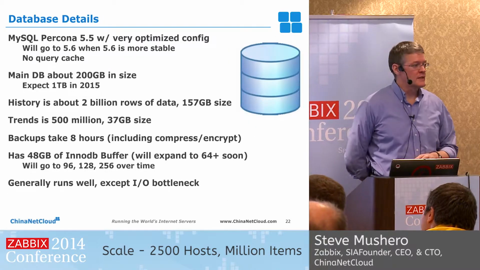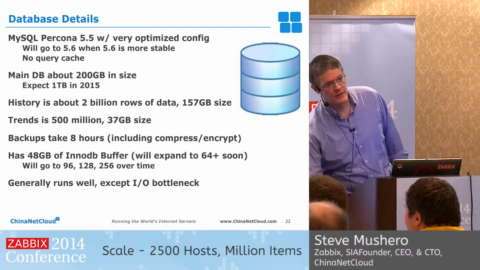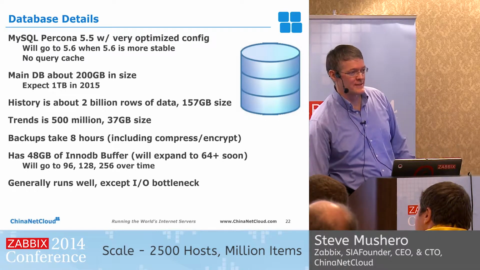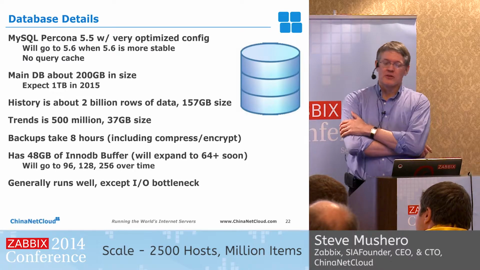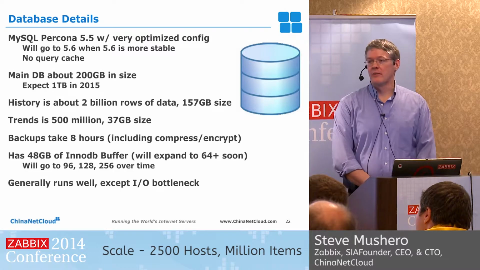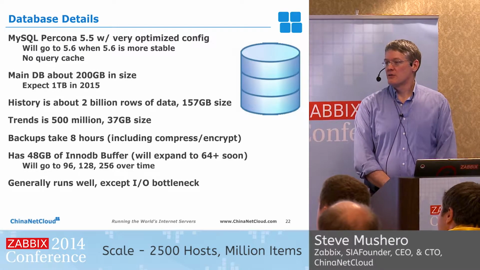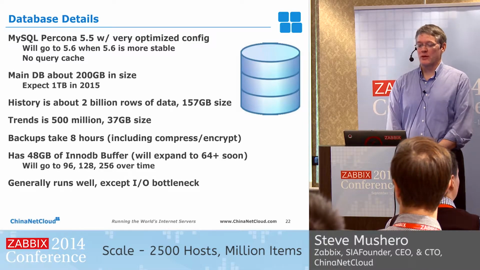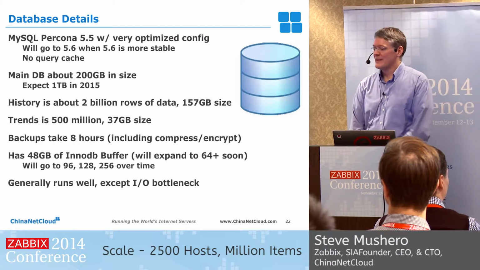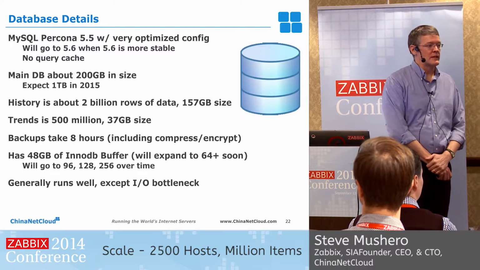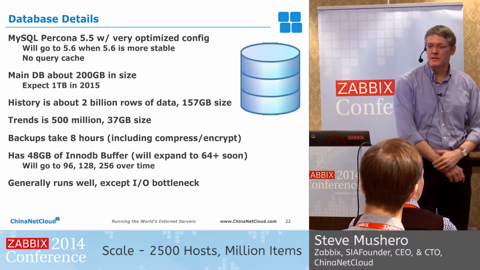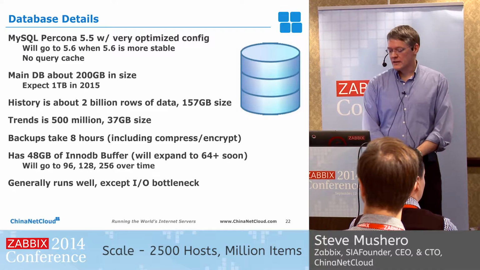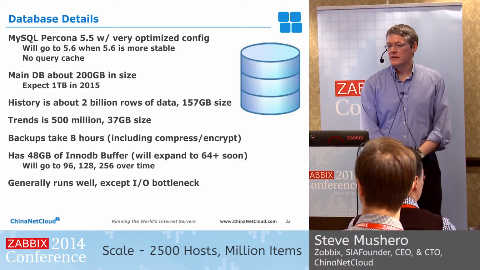Database details: we run on Percona 5.5, heavily optimized with all Percona best practices and that sort of thing. We're about 200 gig in size now, growing to a terabyte in the next 6-8 months, so fairly sizable. Our backups take about 8 hours, including compression. This is a problem, and I'm going to talk about the housekeeper in a minute. We've got about 2 billion rows in the history system. This is large for some people, not so much for others. We've got 48 to 96 gig of RAM in the server for InnoDB. So this is where we're running at the moment.